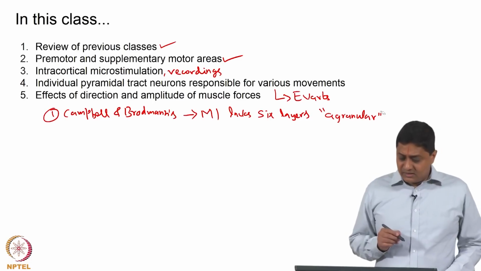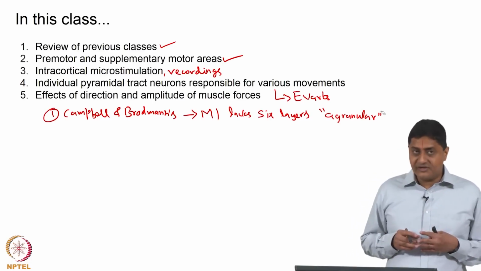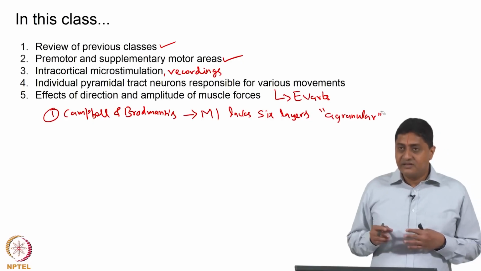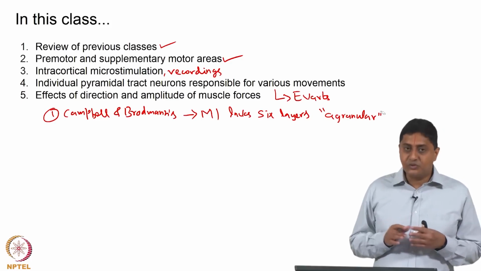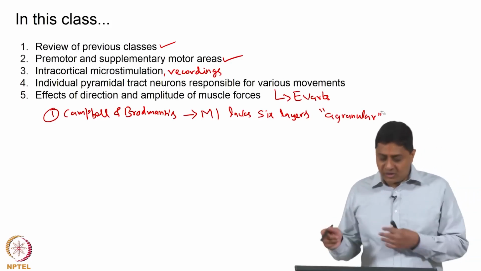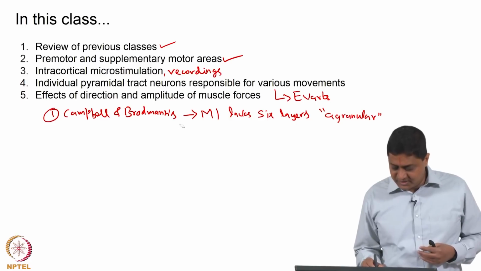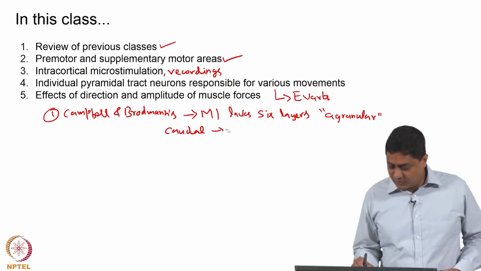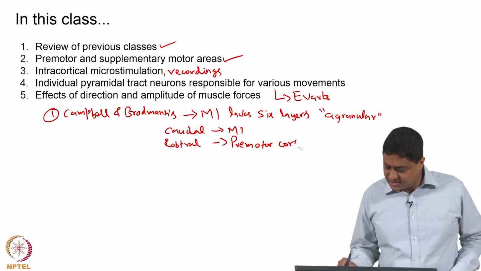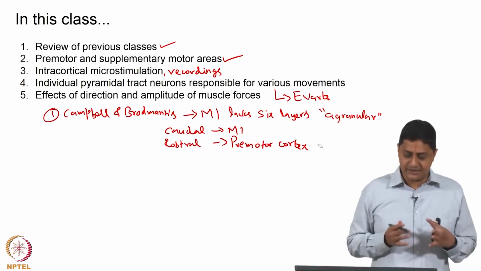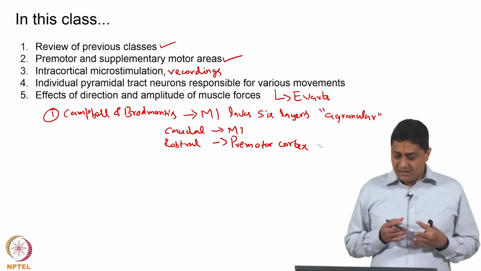And Campbell also went on to classify this area, that is rostral to the central sulcus, into 2 sub areas. Within the motor area, the more caudal one is called M1, or primary motor cortex, and the more rostral one he called the premotor cortex. Let us remember this is the first half of the 20th century, right.